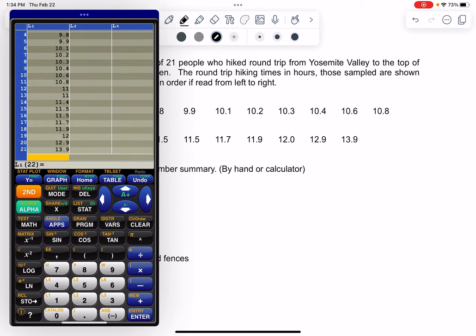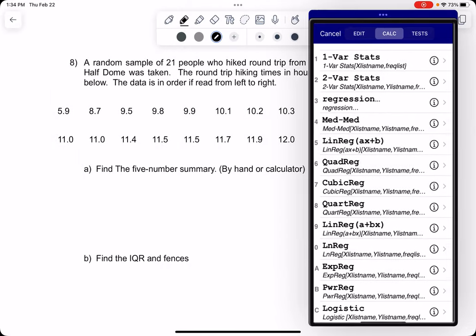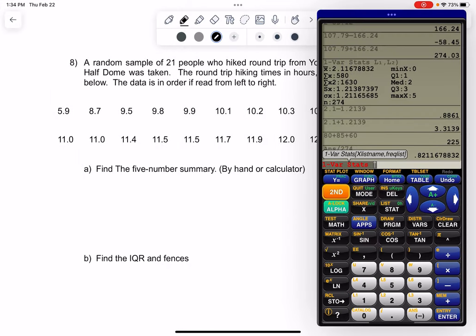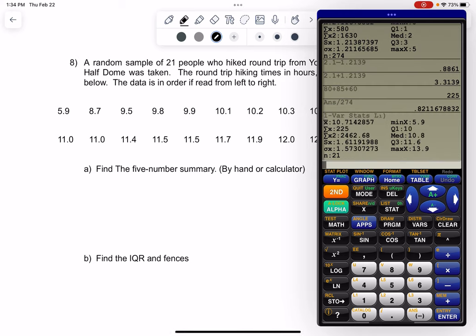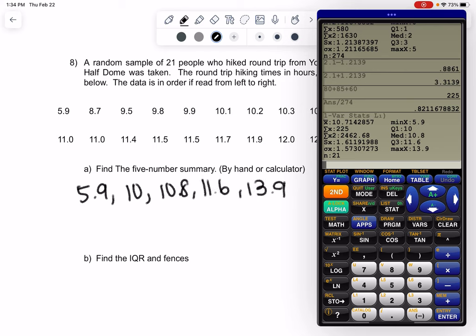All right, so we have 21, and we'll go to Stat, Calc, 1-Var Stats again. Make sure you don't have frequencies anymore because this one does not have frequencies. So just L1. And our five number summary, you might have to scroll down. It's min, Q1, median, Q3, and max. So we get 5.9, we get 10, 10.8, 11.6, and 13.9. Min, Q1, median, Q3, and max.